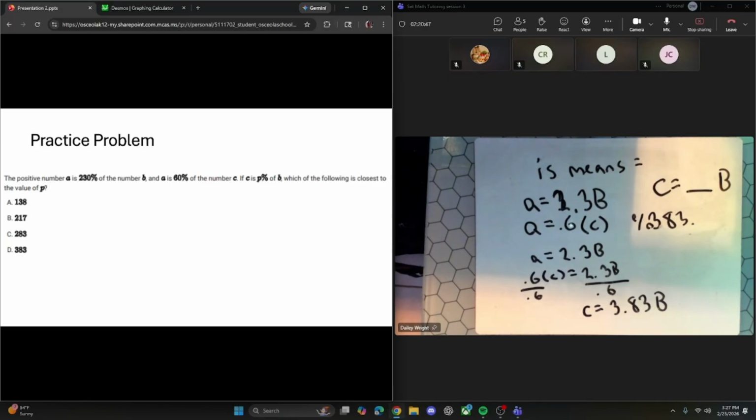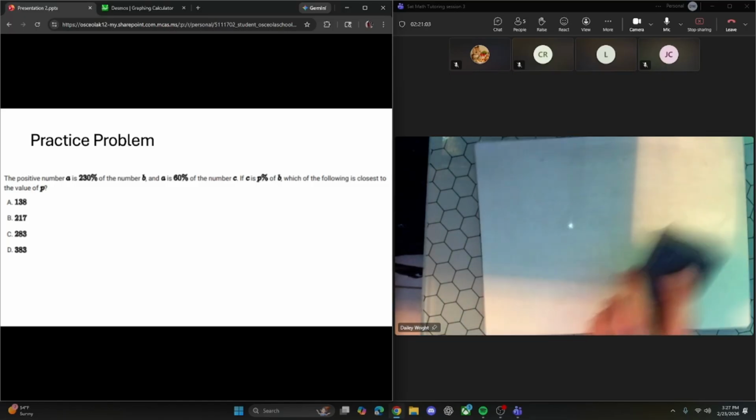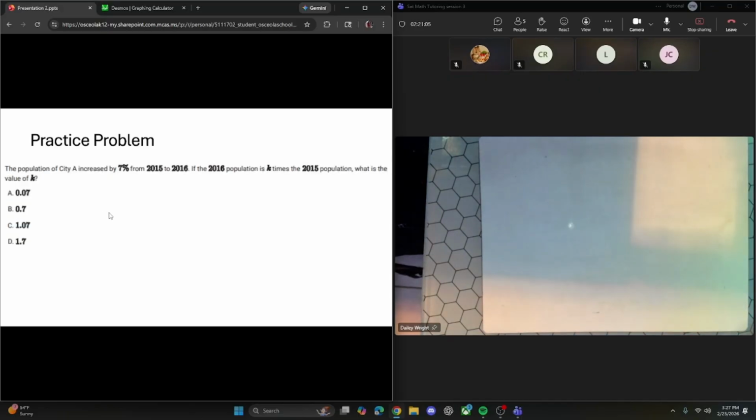These questions are usually the hard part of Module 2, close to the end. So once you understand how these questions work, this is a really straightforward question to get some good points off of. And my biggest thing is knowing that "is" means equals to.